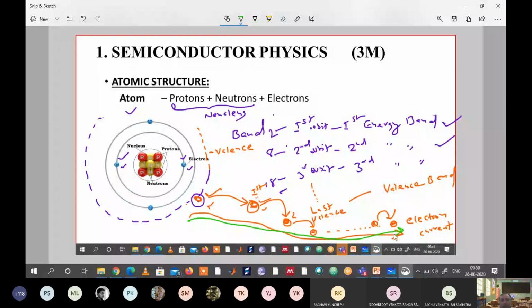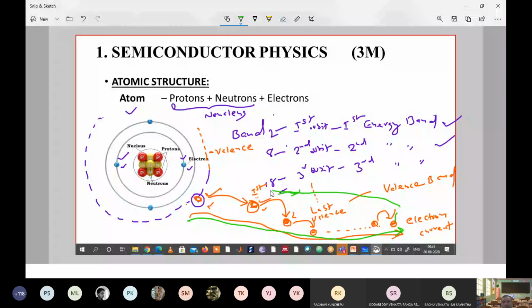Now what is moving from right to left? Holes. See, this is right side and I am coming like this towards left side. So what is moving from right side to left side? Anyone? Holes. Very good. A hole is moving from right side to left side, isn't it?